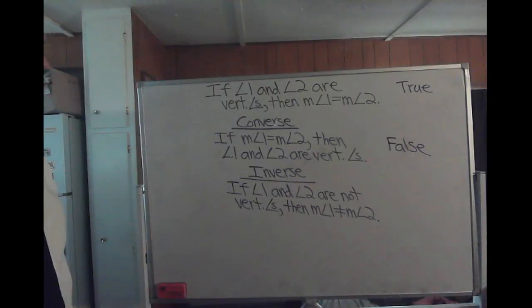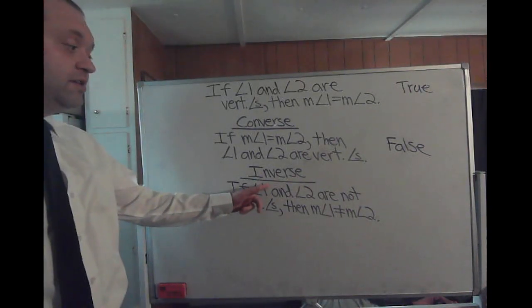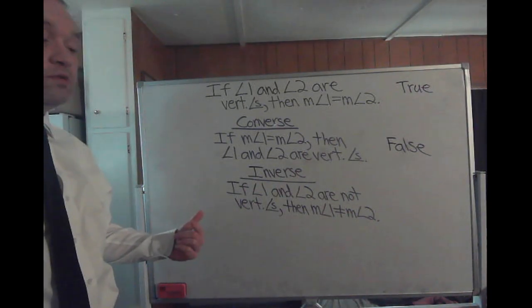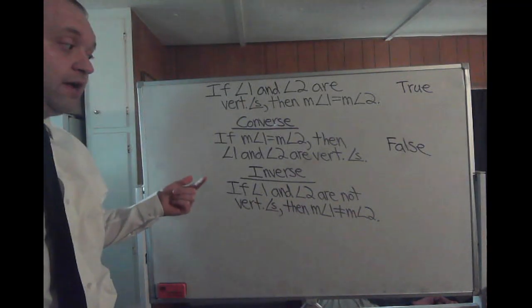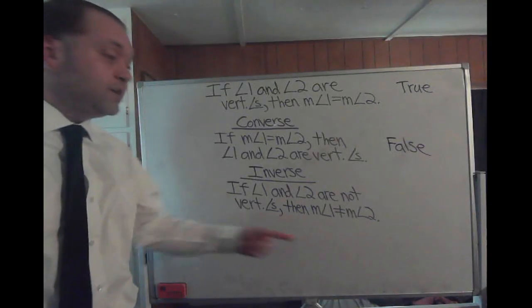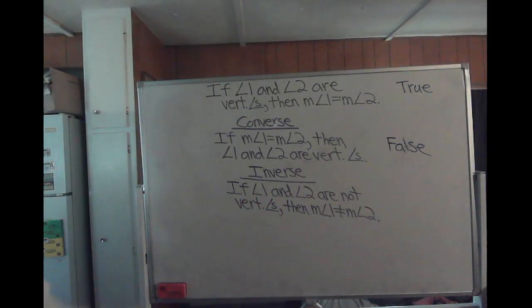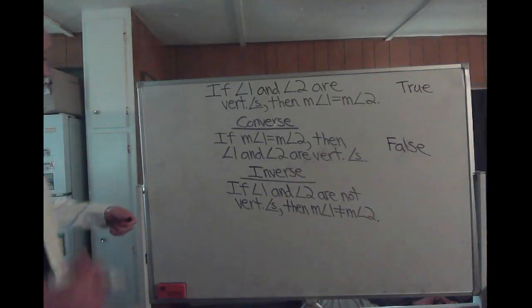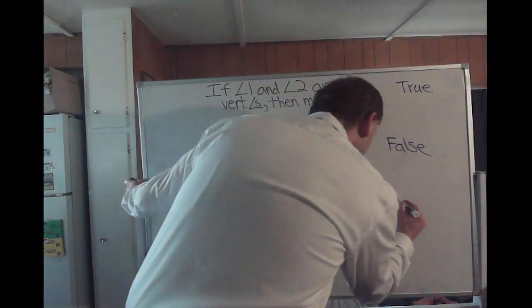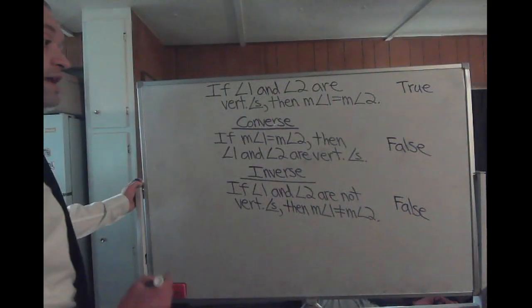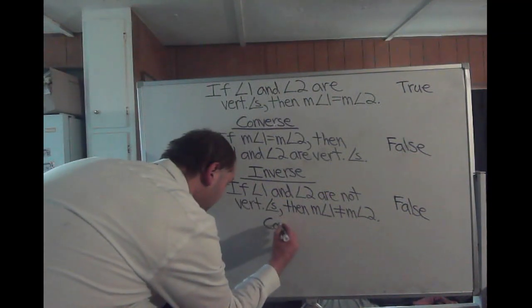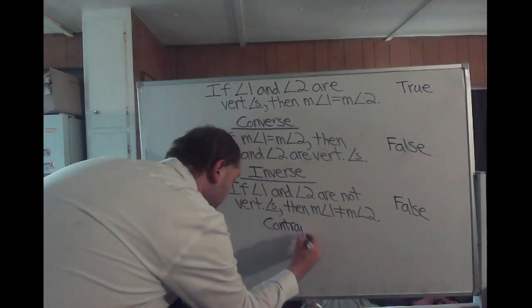Let's think about that again. Well, what if they're alternate interior angles? What if they're corresponding angles? What if they're angles of an equilateral triangle or an equilateral quadrilateral or of a right triangle? Or, you get it, they could be any other type of angle. So this statement is also false. It's not necessarily true that they just have to be vertical angles. Now, what about the contrapositive? Let's get into that. What does the contrapositive say?